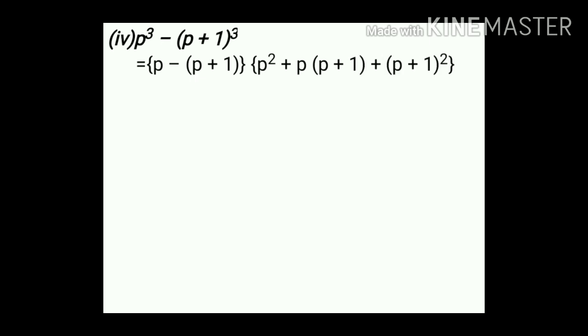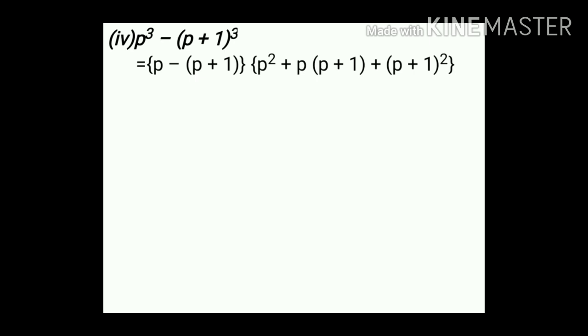Question number 4. p cube minus p plus 1 the whole bracket raised to cube. Here, children, p plus 1 the whole bracket raised to cube we expand by using the formula, children. Which formula we will use here? A plus b the whole bracket raised to cube. Equal to p minus open bracket p plus 1 close the bracket in another bracket, children, p square plus p into p plus 1 plus p plus 1 the whole bracket raised to square.